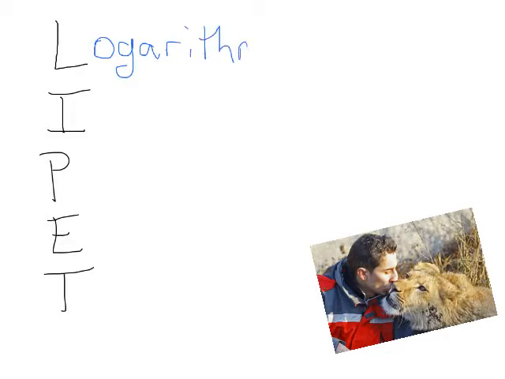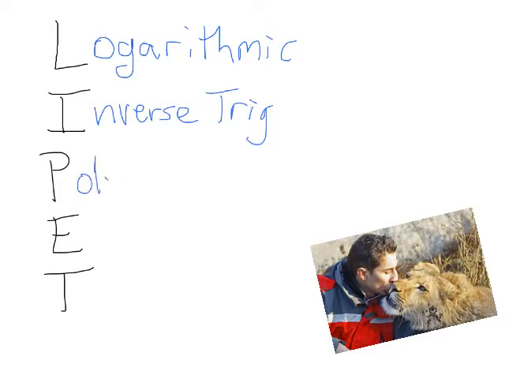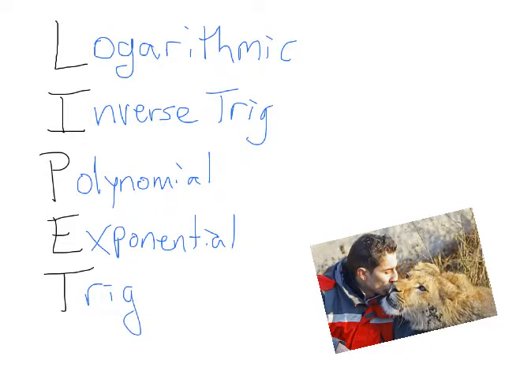So logarithmic, inverse trig, polynomial, exponential, and trig. I've seen this learning mnemonic used in a couple different ways. Sometimes they'll switch these two because the order is only somewhat important or doesn't always work, but generally this is the best order to go to, and I'll explain when we use this order.